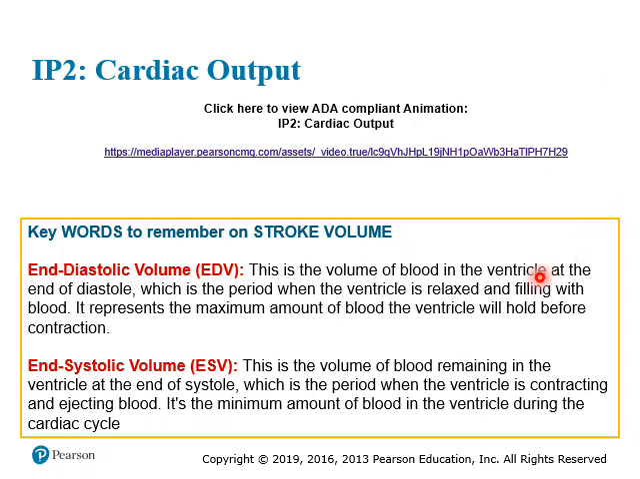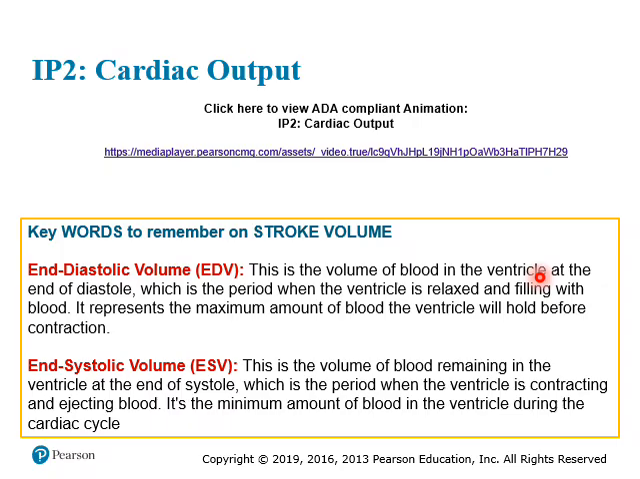So here are just words to remember in stroke volume before we leave cardiac output, because the next topic that we're going to get into will be stroke volume. Let me emphasize to you, the key parameters in the stroke volume are your end diastolic volume and your end systolic volume.